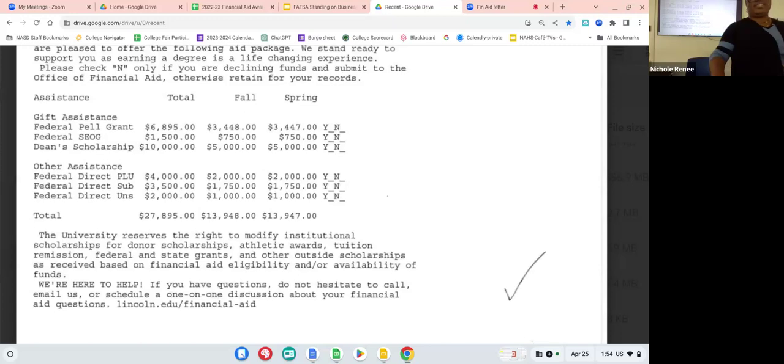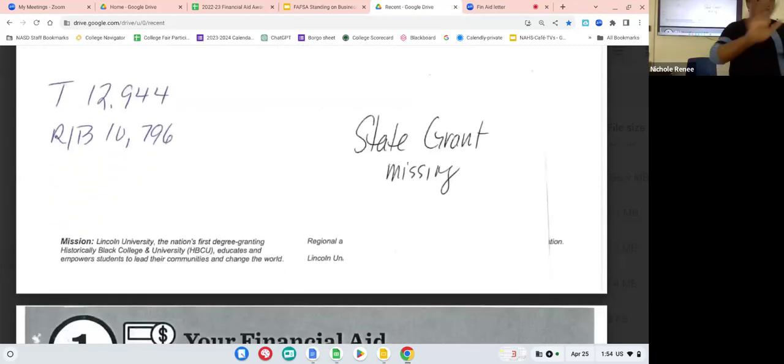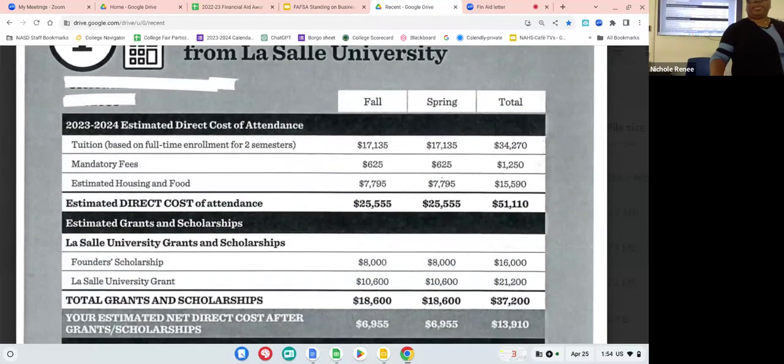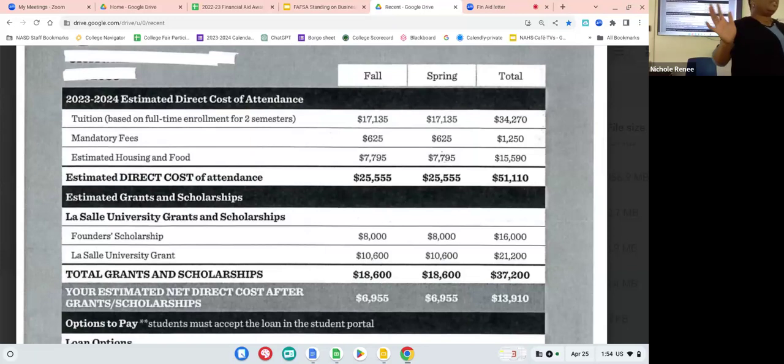All right, next we're going to look at LaSalle. I like this one because LaSalle does all the pretty math for you, but they cost more too. So they need to do some math, right? Okay. This is what these letters should look like, all right? So they're telling you about the fall, the spring, and the total. They're telling you what the tuition is. What does tuition mean? Price of entrance. Entrance, you're on the right path. Of the school. Yeah, how much it costs to educate you at the school, okay?